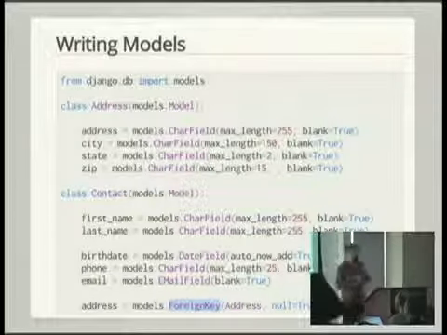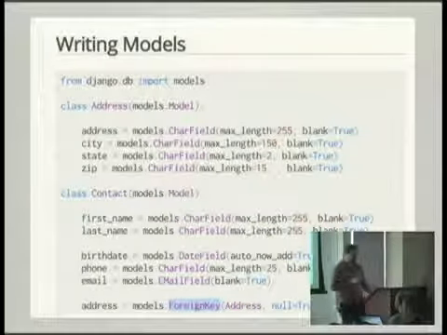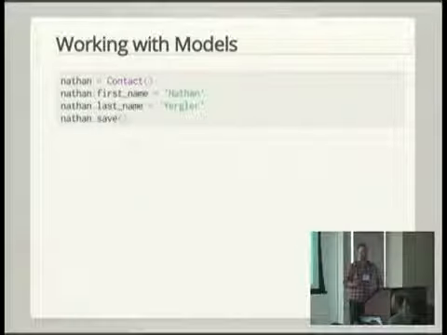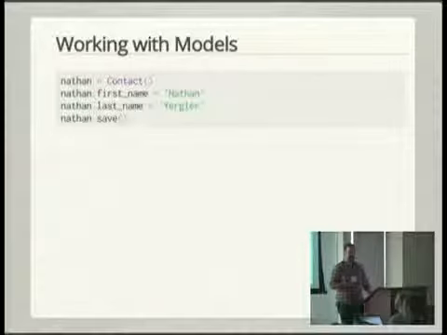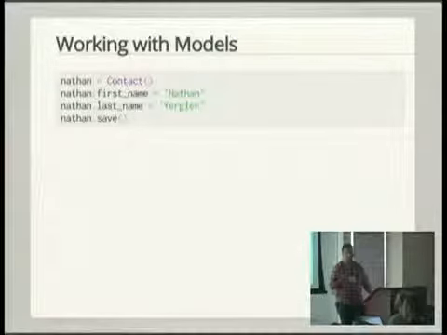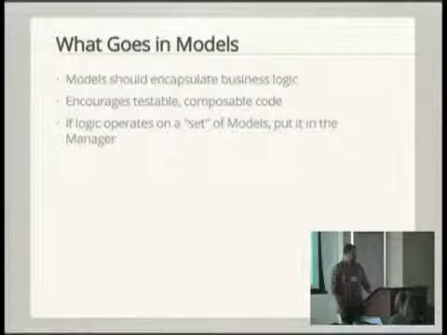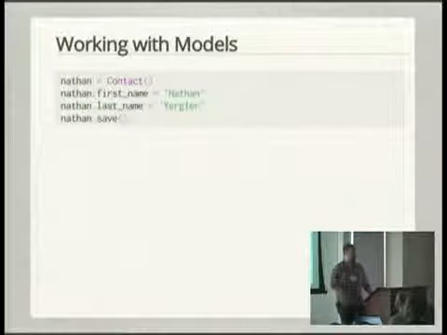And that's because both models and forms use metaclasses extensively to control construction. So this list should look a lot like working with regular Python objects. If I'm going to make a Nathan contact, I instantiate contact, I set the properties, and I call save. No big deal there.